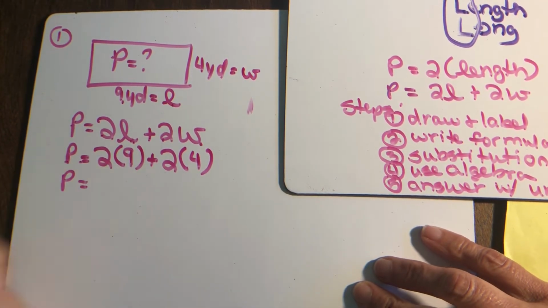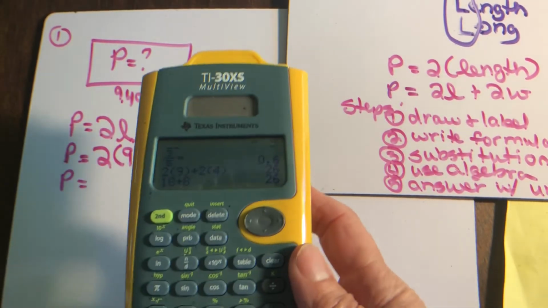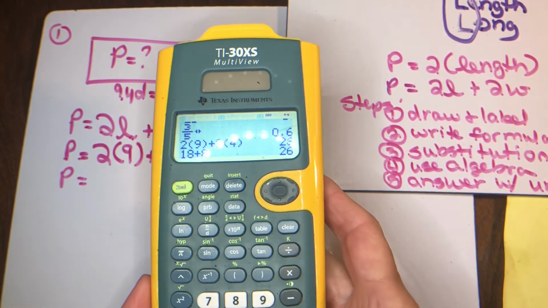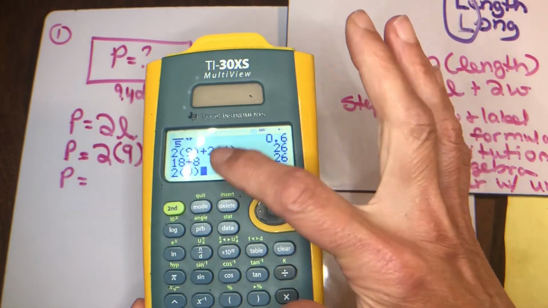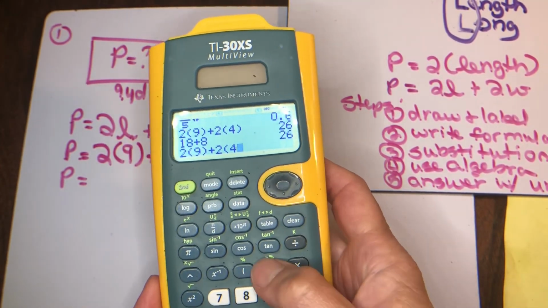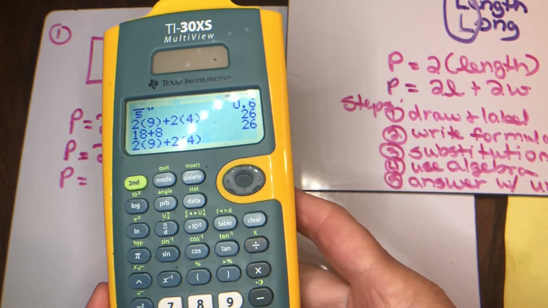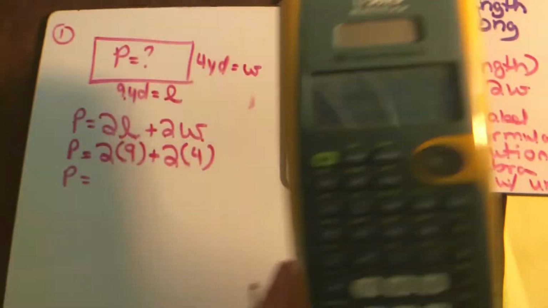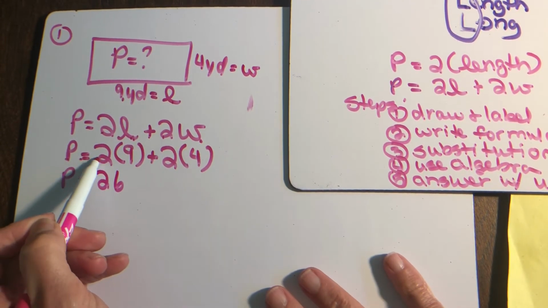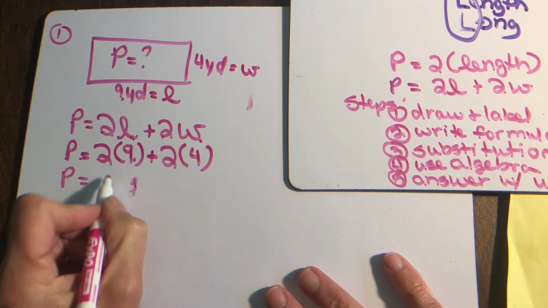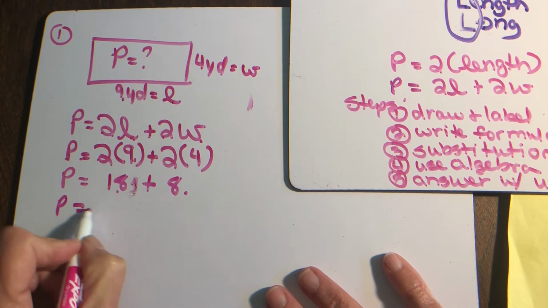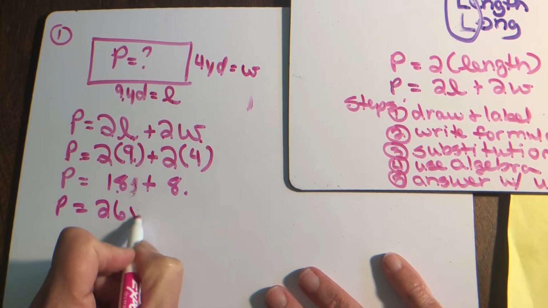Now, you can just take this and put it straight in the calculator, and let me show you how to do that. I'll turn this light on so you can see. You just say 2 parentheses, 9 parentheses. You can always just put it straight in like that. 2 parentheses, 4 parentheses. So there you go. Hit enter. You got 26. Now, if you're good at mental math and you already saw that gave you 18 plus 8, then you could just put that in the calculator. That's fine too. The perimeter is 26 and the units are yards.